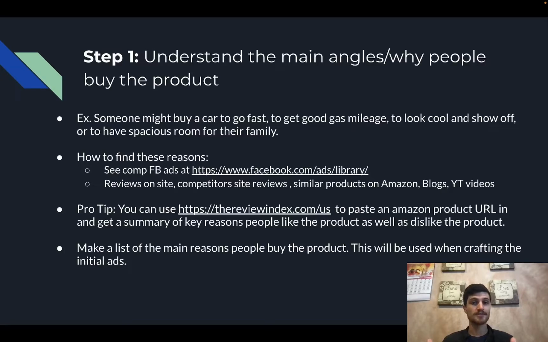A pro tip is using reviewindex.com. This is a fantastic resource: you just paste an Amazon URL, and it'll give you a synthesis of all the main reasons why people like and dislike a product. These can be used for your pitches, essentially. So you want to make a list of the main reasons why people buy the product, and this is going to be used for crafting initial ads.